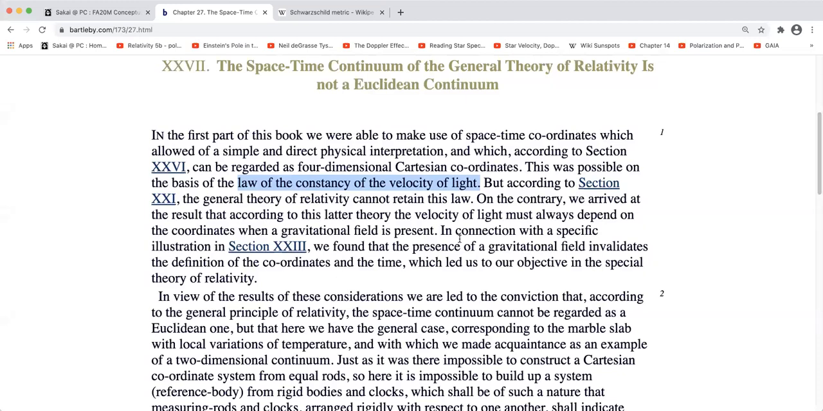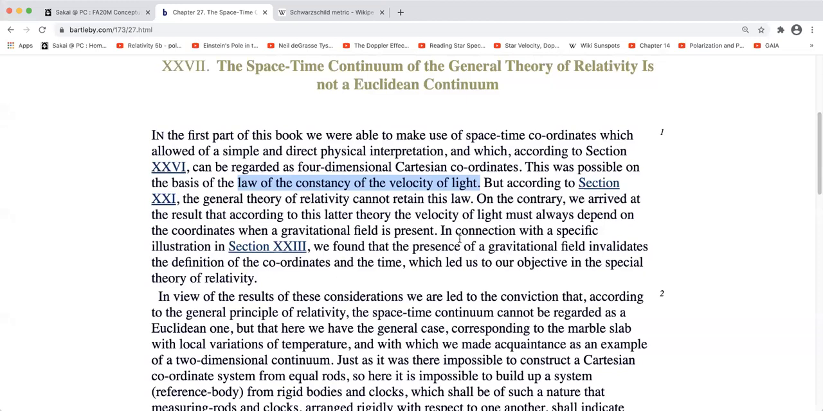But if light is going to be deflected by the presence of a massive object like our sun, then that means that we can no longer talk about straight lines. That is, space-time is curved. Now, this means that we have to dispense with our notion of Euclidean space and also a Cartesian coordinate system.